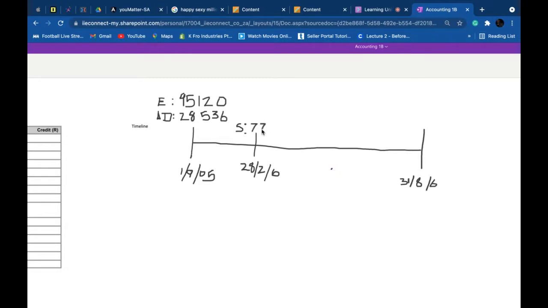7,740. Right. Okay. Cool. So again, we find ourselves in a similar situation, right? We know we have to dispose of this asset on 28 February 2006.